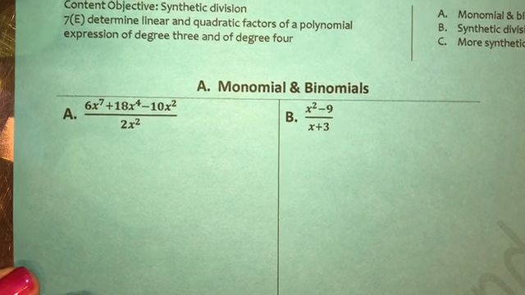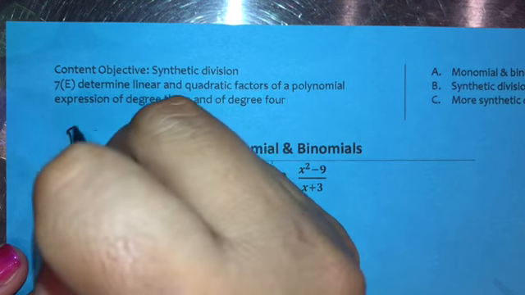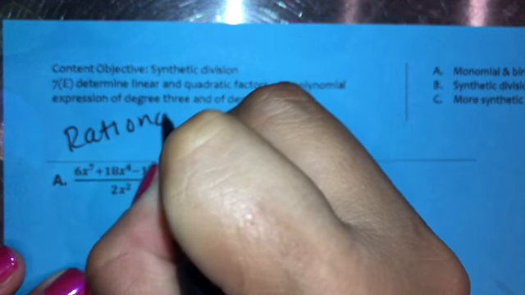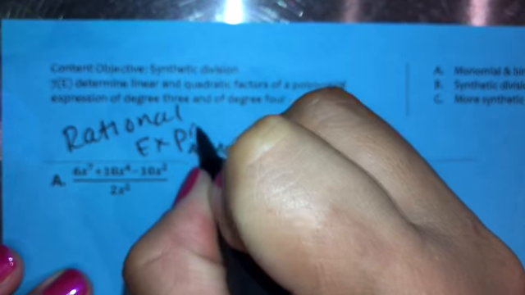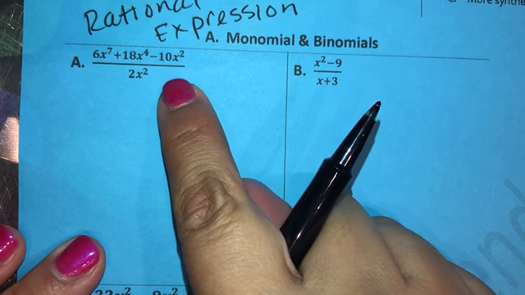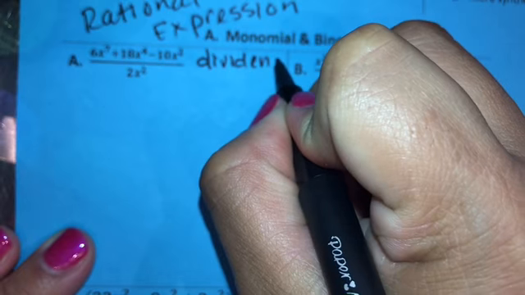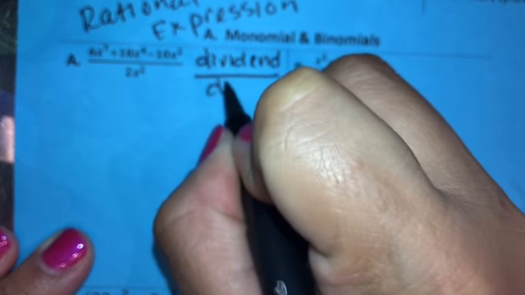Hi, we're going to be doing synthetic division, but let's first review. So, rational expressions. And we said it was a polynomial divided by a polynomial. So, the parts are going to be a dividend divided by a divisor.